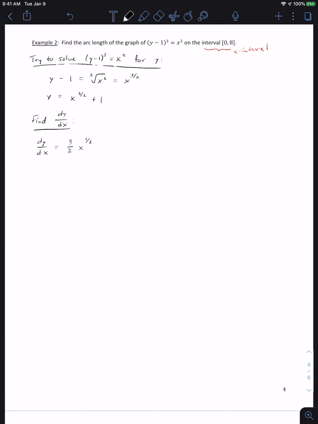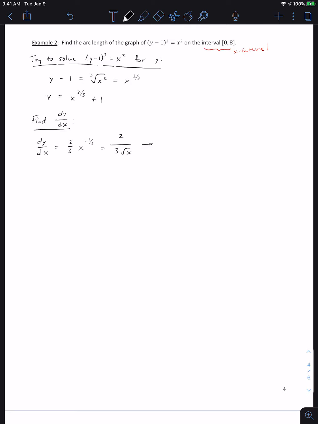Whoops. This should have been 2/3, shouldn't it have been? I apologize. 2/3. Why 2/3? Well, cube root is what we're doing, right? The root goes on the bottom. So this should have been 2/3. So this is going to be 2/3 x to the negative 1/2, which is 2 over top of 3, the square root of x, right? But here is where we have an issue.